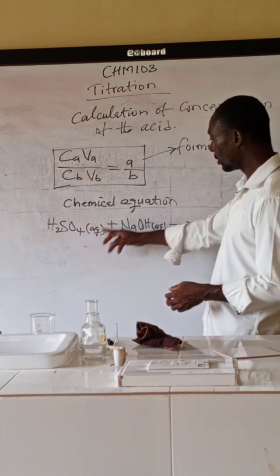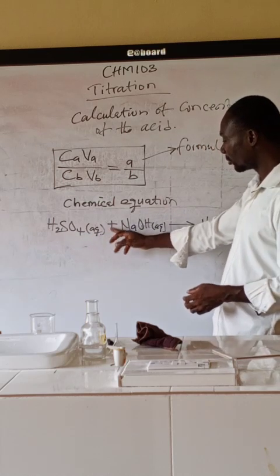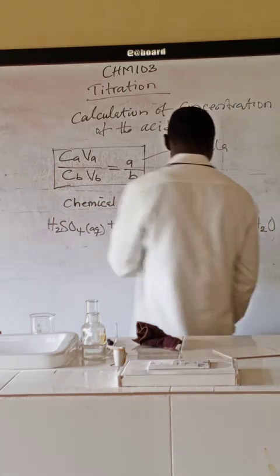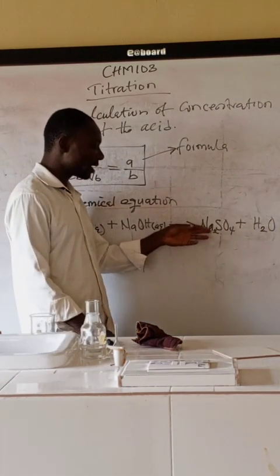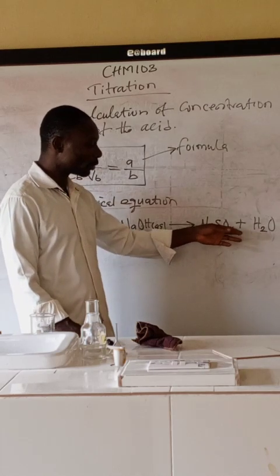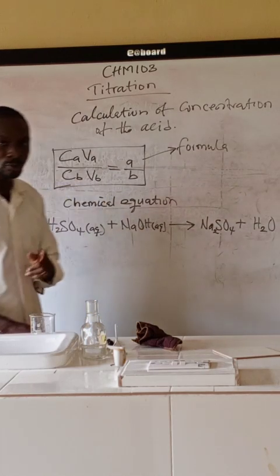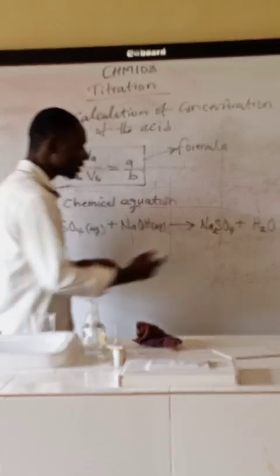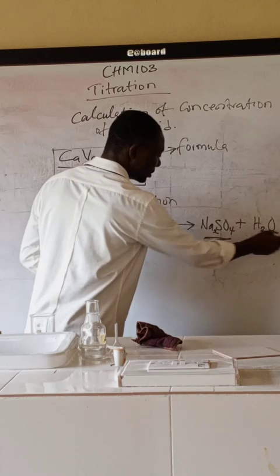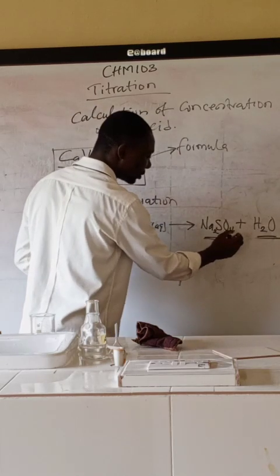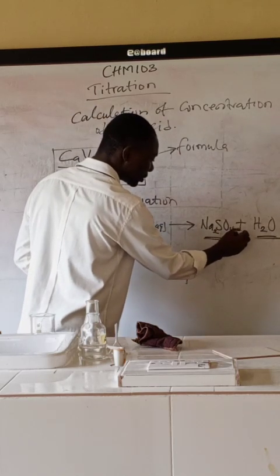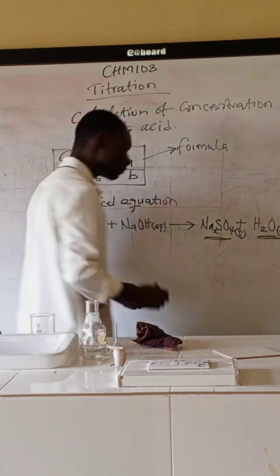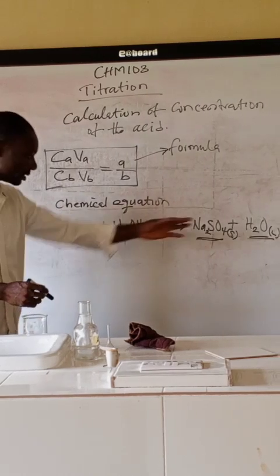H2SO4 aqueous solution plus sodium hydroxide aqueous solution gives a product of Na2SO4 plus water. And also remember that in acid-base titrations, the products are always salt and water. This is salt. As a result, salt is always solid, while this is liquid. Now, this is the representation.